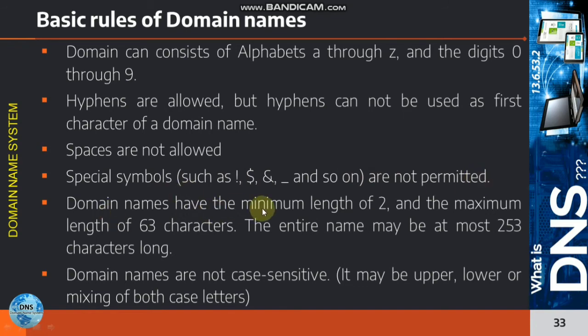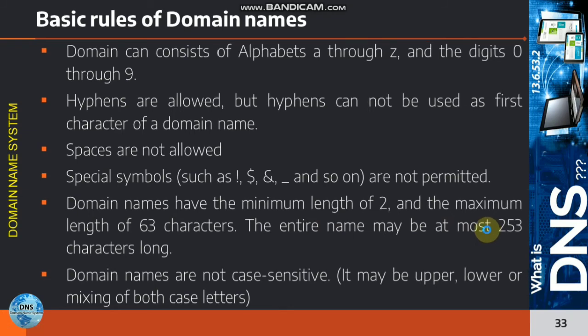A domain name label has a minimum length of 2 and a maximum length of 63 characters. The entire name must be at most 253 characters long. So the domain name can have a minimum character length of 2 and a maximum of 63, and the entire domain name, so that is, we were discussing the levels, right? It can be up to 253 characters long.